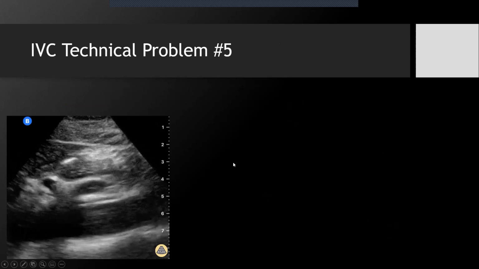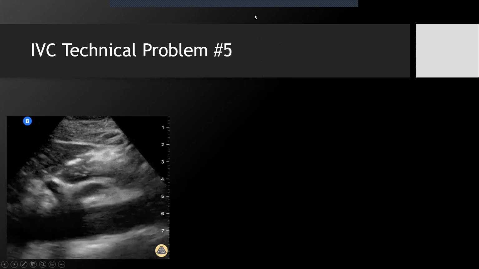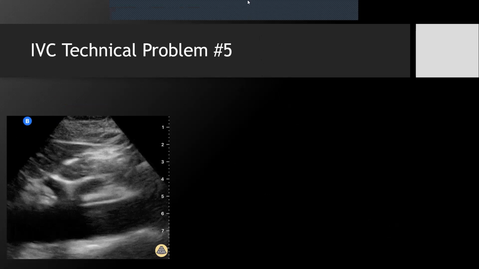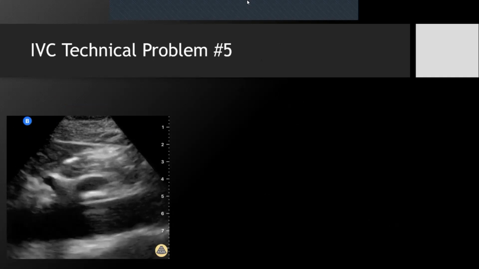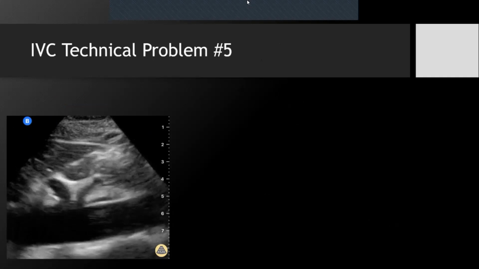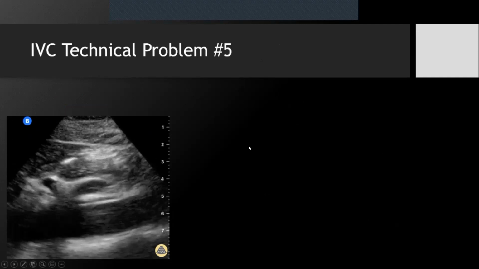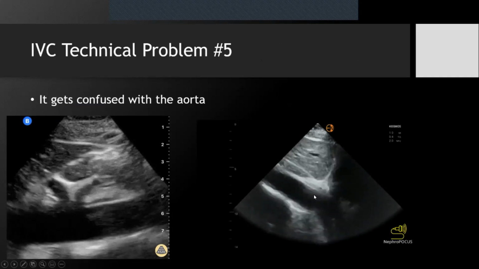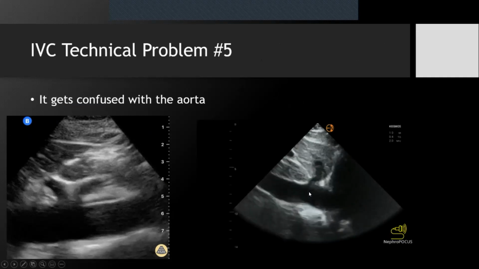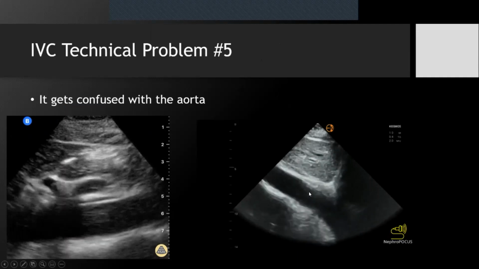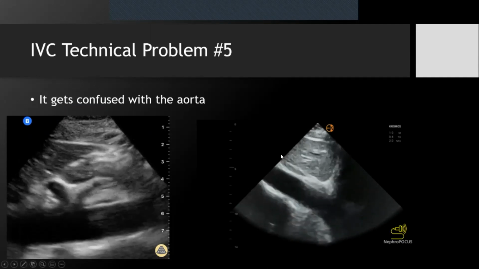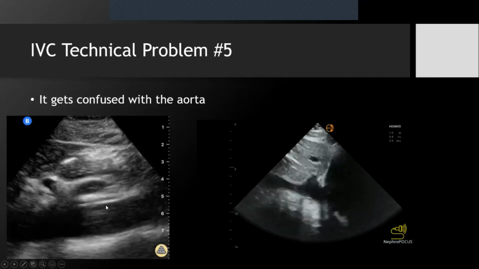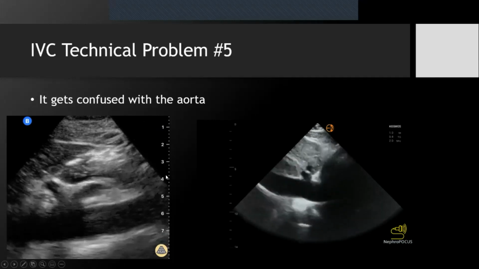What's the problem with this IVC? The problem with this IVC is that it's an aorta, but it's extremely easy to confuse them. Look, here you have IVC, aorta. Flip, IVC, aorta. Right? They're very close, very easy to confuse, and then you'll get very little collapsibility because it's an aorta. You might measure that pulse and think that it's collapsibility.